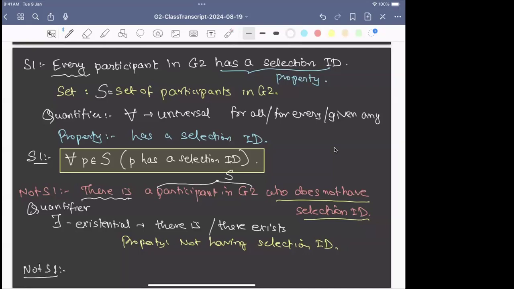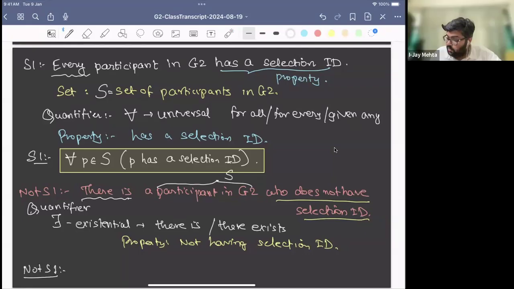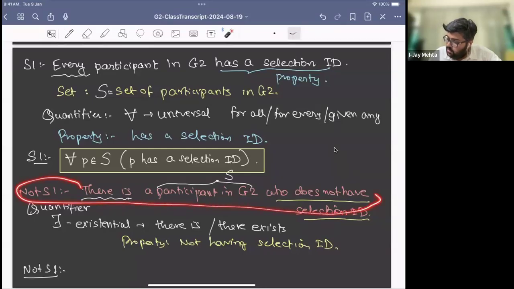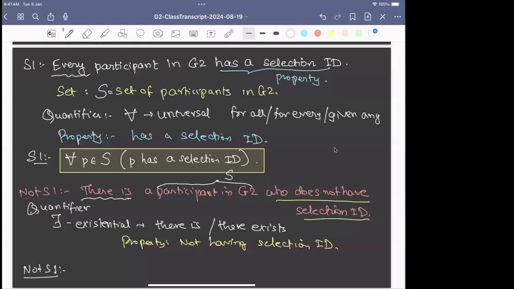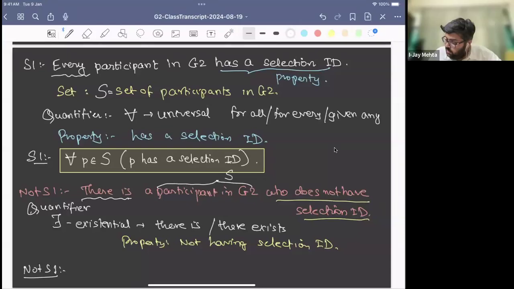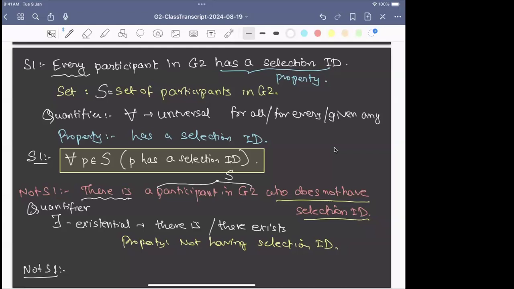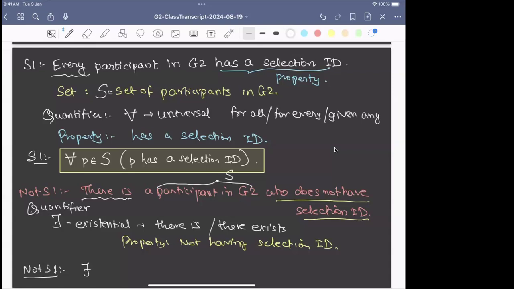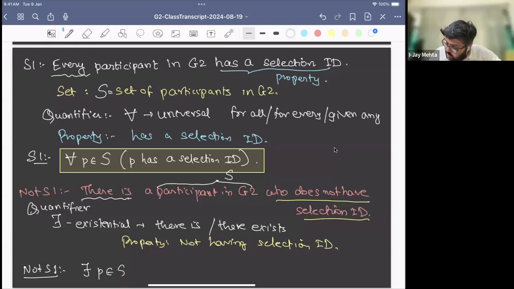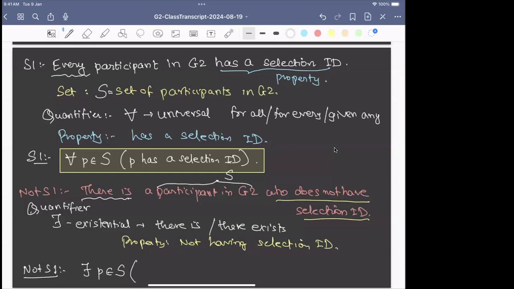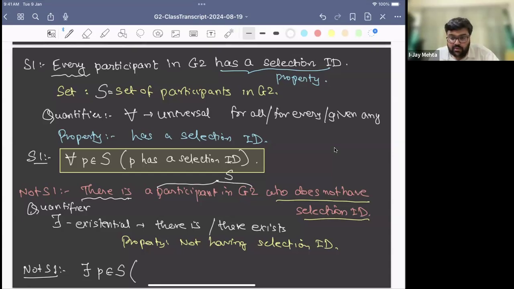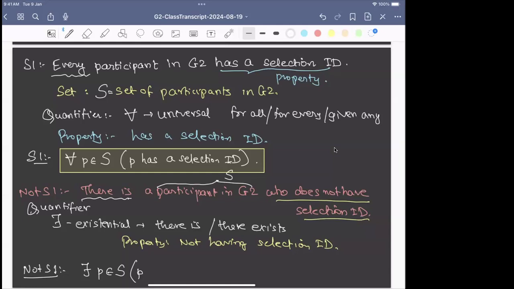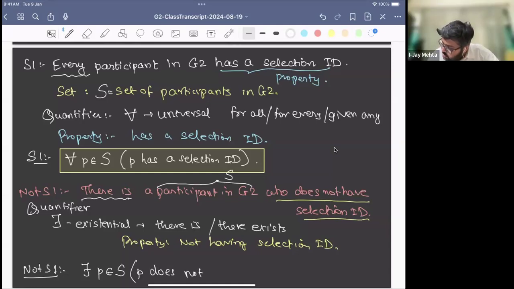All P belongs to S, exists. No, at least. Not S. We are writing this. What is the quantifier here? Not S. No. What is the quantifier? Exist. First. So there exists, an existential quantifier. So there exists P belongs to S such that not S. So there exists some participant in G2 who does not have selection ID. Who does not have? Participant P. Yes, very good. Thank you. P does not have selection ID.